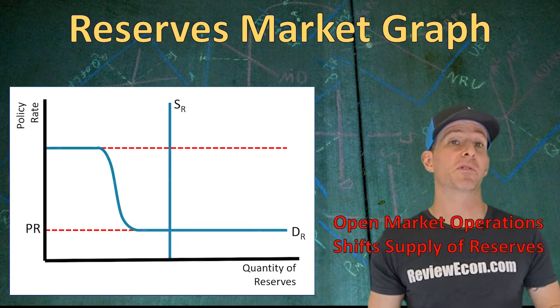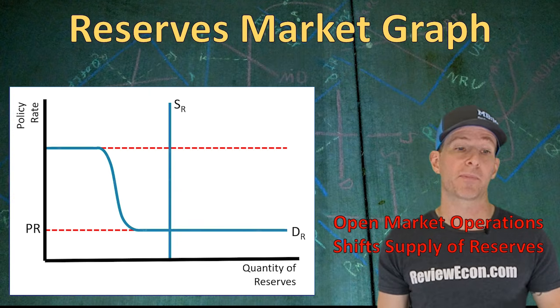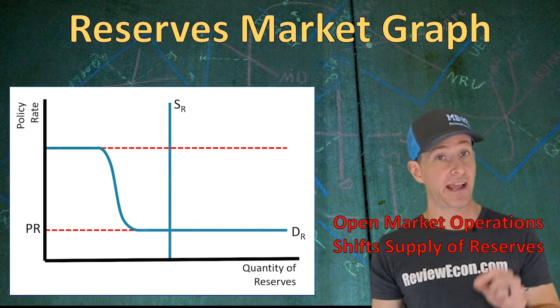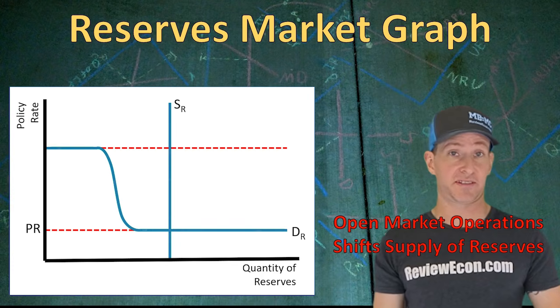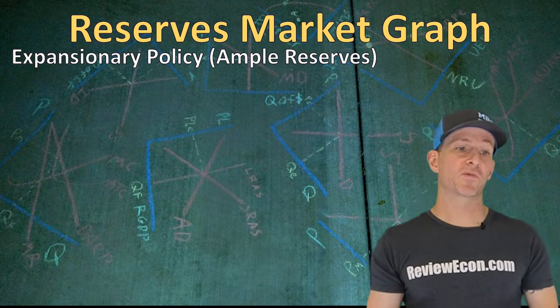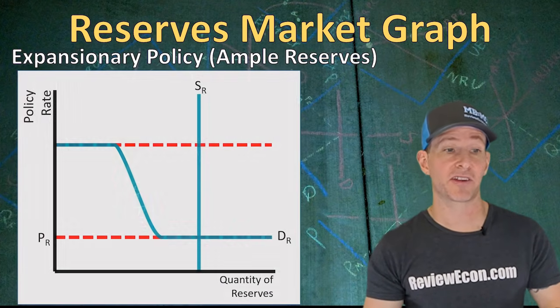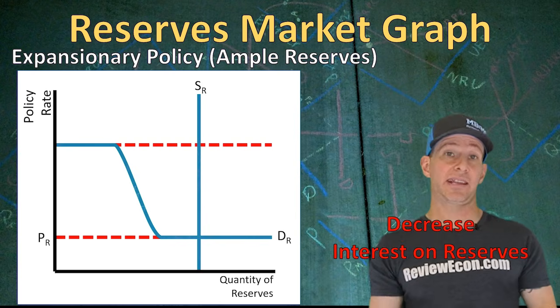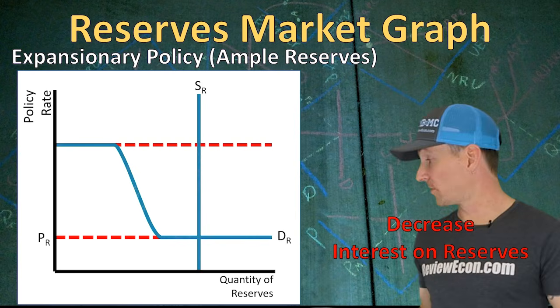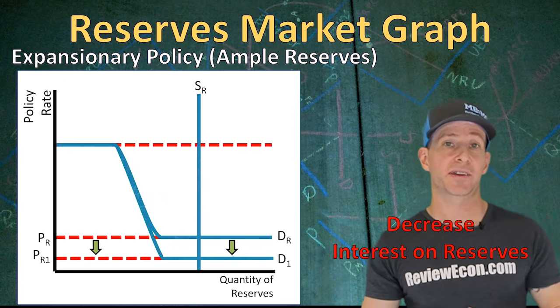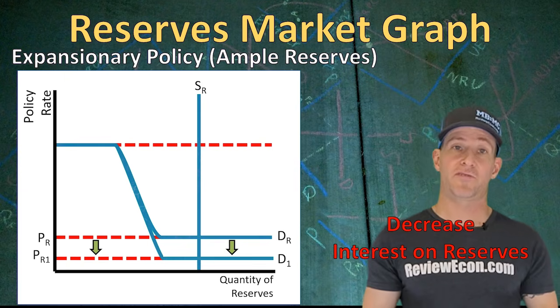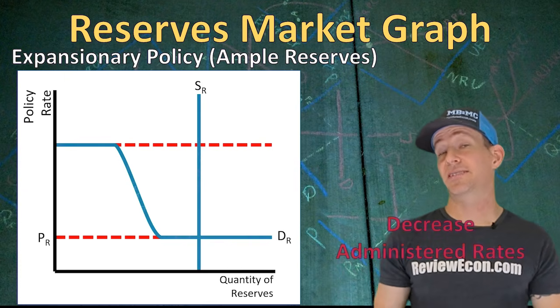And central banks with an ample reserve system use open market operations to shift that supply curve and maintain the ample reserve system. If a central bank with ample reserves wants to have expansionary monetary policy, they will decrease interest on reserves. That lowers the lower portion of the demand curve in the reserves market graph and causes the interest rate to fall. The central bank could also decrease administered rates.